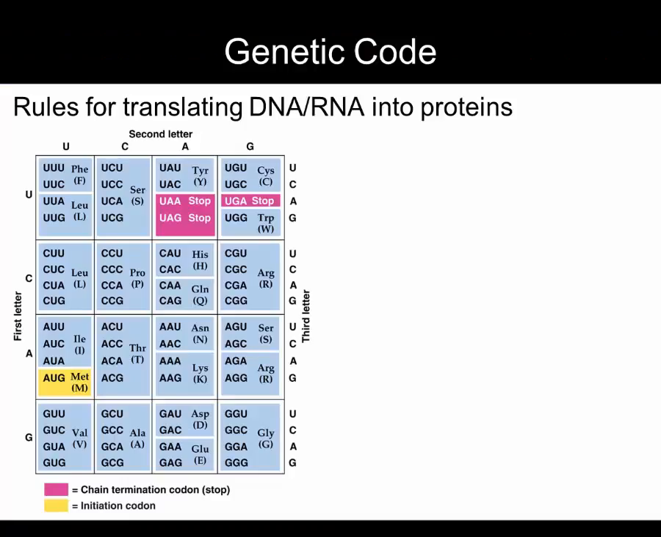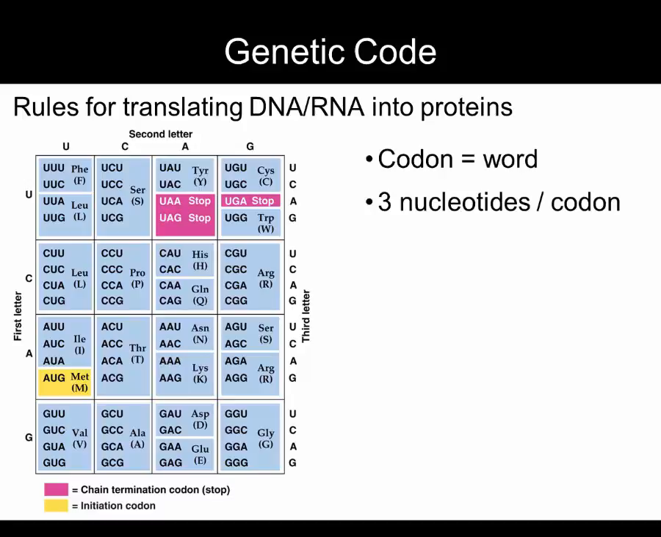This is it. This is the genetic code. These are the rules for turning a sequence of bases into a sequence of amino acids. This table shows the code using RNA bases, but the same table would apply to DNA if you just replaced the U's with T's. 3 nucleotides correspond to an amino acid. For instance, you can see here that the sequence UGG corresponds to the amino acid tryptophan. We call these 3 nucleotide groups codons, and they're often likened to the words of the DNA language.